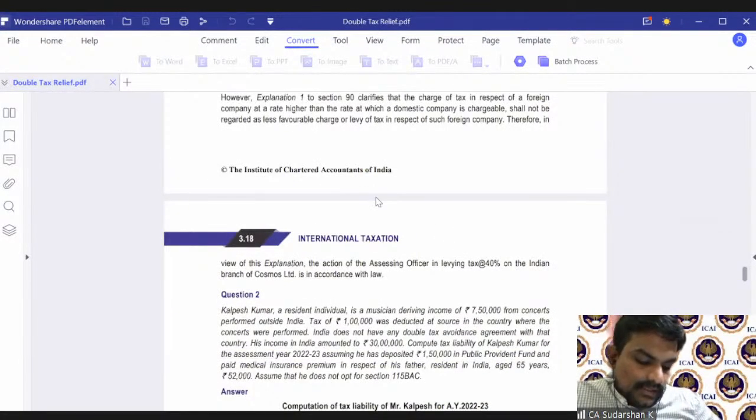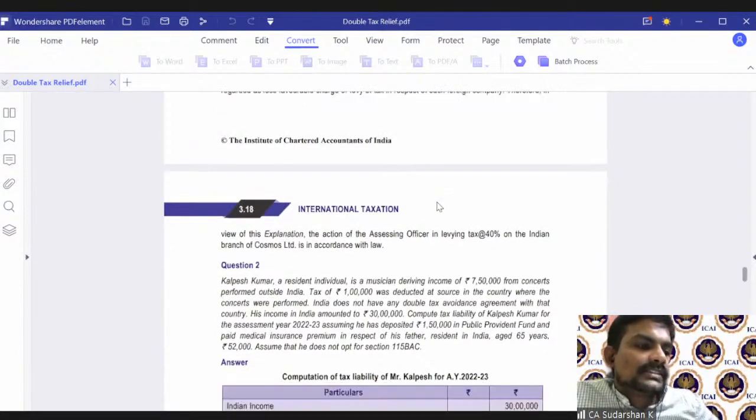And the others are on foreign tax credit computation. That is also very important because an examiner will try to test not only your understanding of section 91, but will also try to check your overall understanding of the other mechanisms like deductions under Chapter 6A and arriving at a total income.